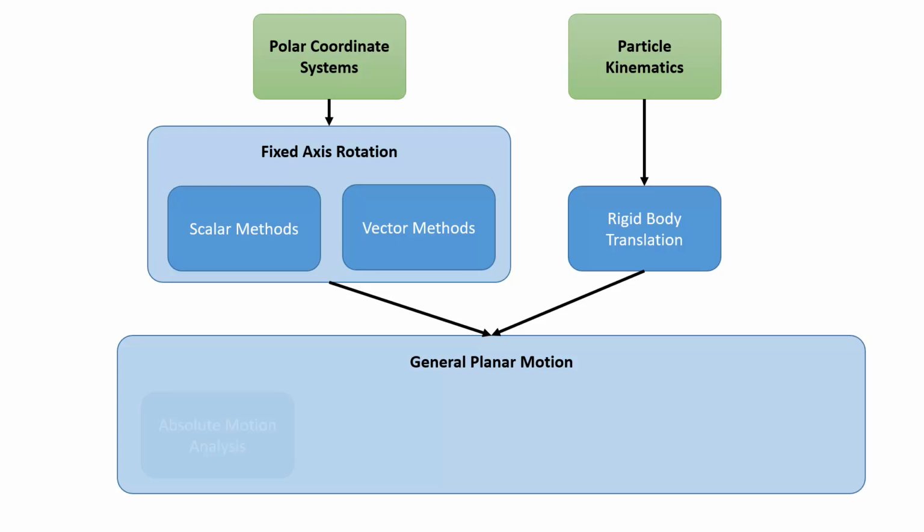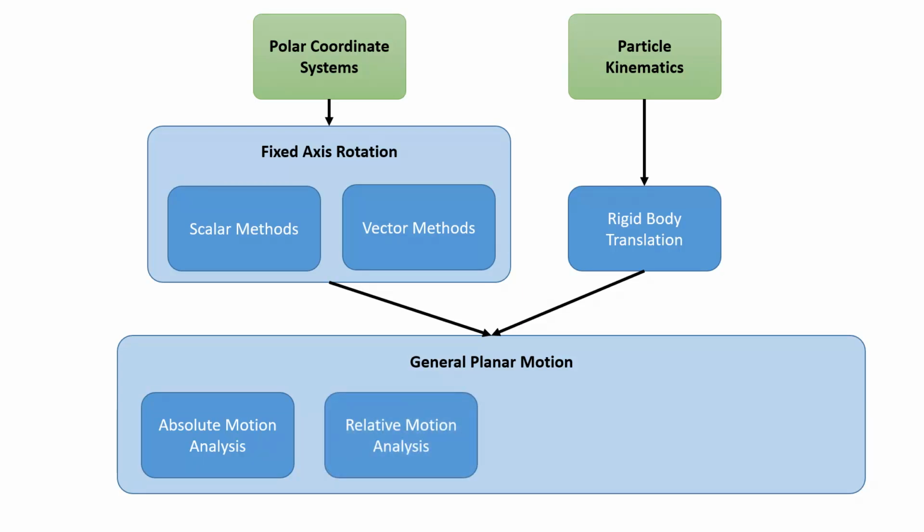The first one is going to be absolute motion analysis. This is the brute force method, where we are going to come up with a series of equations that relate the positions, and we take the derivatives to find velocities, and the derivatives again to find accelerations. Next up, we've got relative motion analysis.